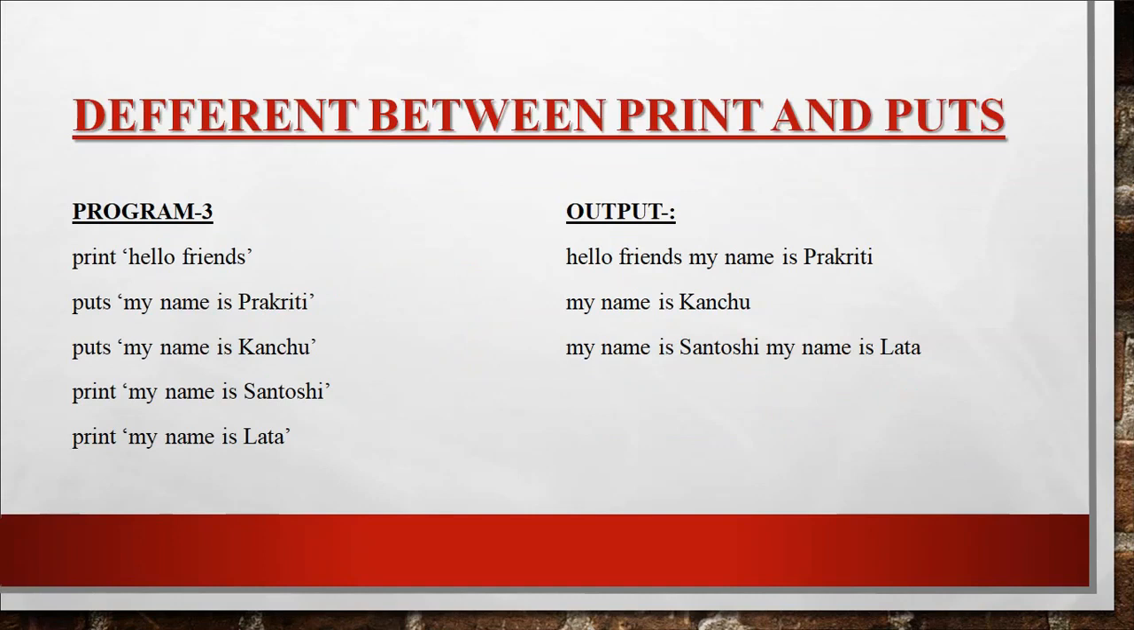And now coming to programming, how to start programming in Ruby on Rails. Basically print and puts functions are used to display the value of any string and any variable. So you can see here print hello friend, this is the print statement. Puts also, puts my name is Kanchan, print my name is Santoshi, and print my name is Lata. So we have different print statements given here, print and puts statements. We can use print as well as puts.